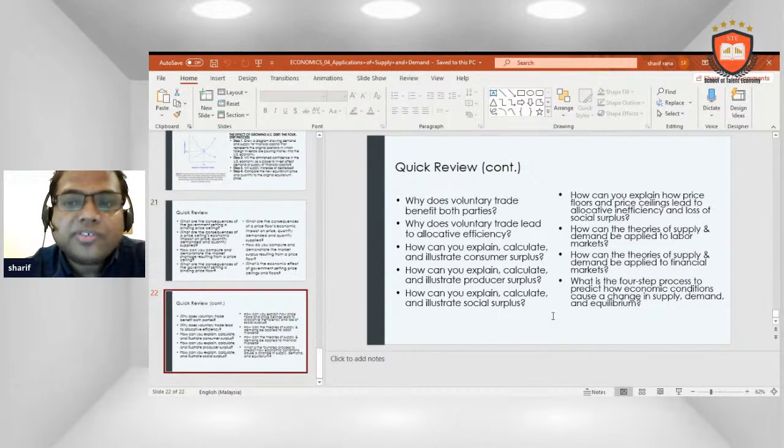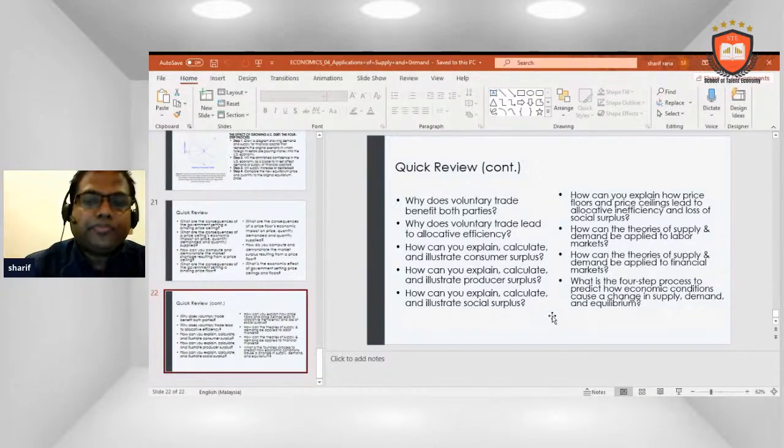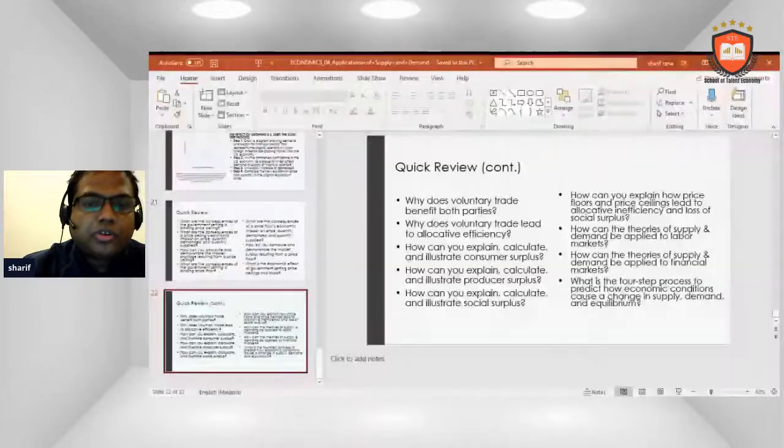How can the theories of supply and demand be applied to the labor market? How can the theories of supply and demand be applied to the financial market? What are the four steps to predict how economic conditions cause a change in supply, demand, and equilibrium? These are the few major things, the few major pieces of information.